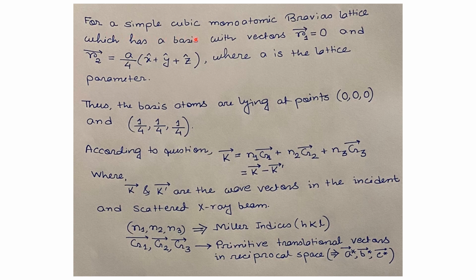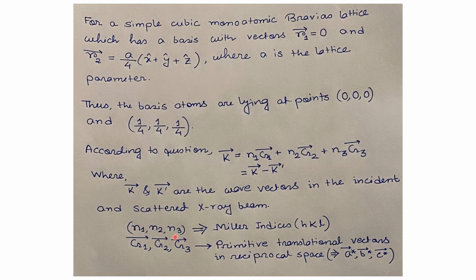For a simple cubic monoatomic Bravais lattice which has a basis with vectors r1 vector equals to 0 and r2 vector equals to a by 4 times x cap plus y cap plus z cap, where a is the lattice parameter, the basis atoms are lying at the points 0, 0, 0 and 1 by 4, 1 by 4, 1 by 4. According to the question, the capital K vector is basically the change in the wave vectors of the incident and scattered X-ray beam, and that is also given by n1 times g1 vector plus n2 times g2 vector plus n3 times g3 vector.